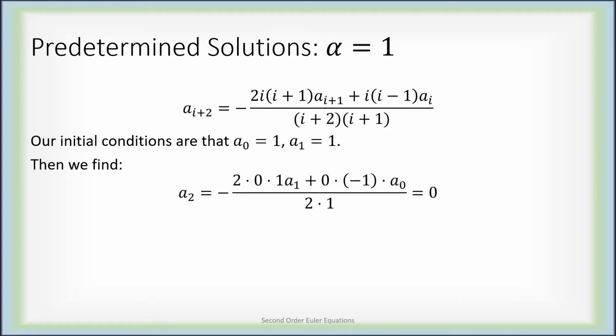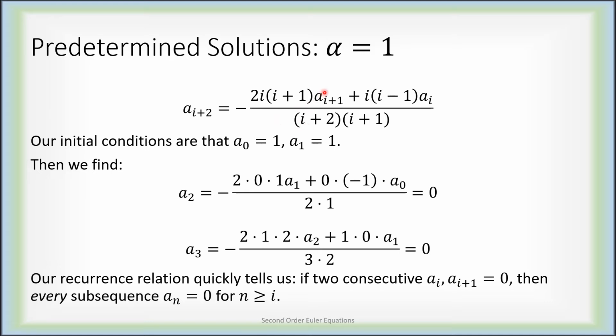Then what we can find is that a sub 2 must be 0. By plugging in i equals 0, you get a 0 here, you get a 0 here. Overall, a sub 2 is 0. A sub 3, if I let i equal 1, well, notice that here I end up with a 0, but if i equals 1, we get an a sub 2, and we already know that a sub 2 is 0. So in fact, a sub 3 is also going to be 0. But look at our recurrence relation. If both of these terms are 0, then regardless of the value of i, this whole thing will be 0.